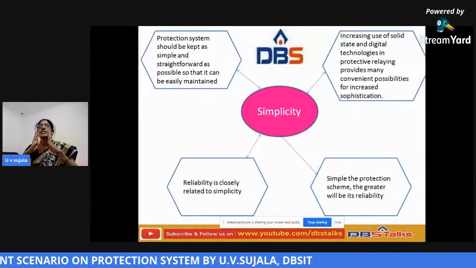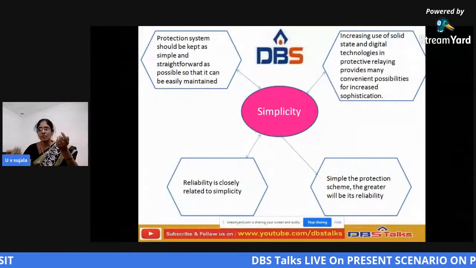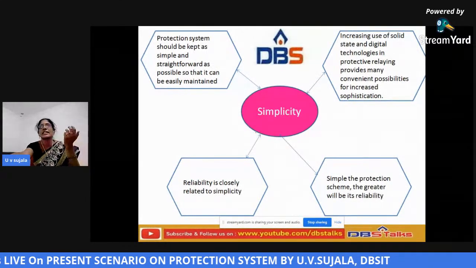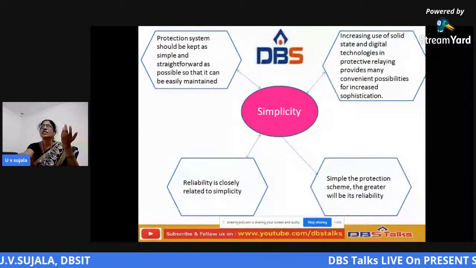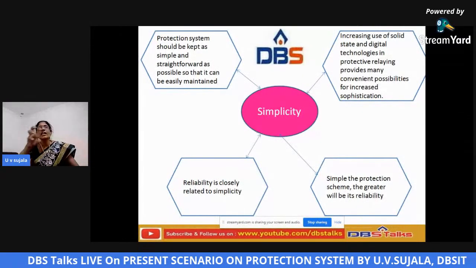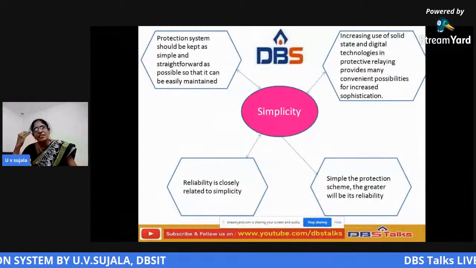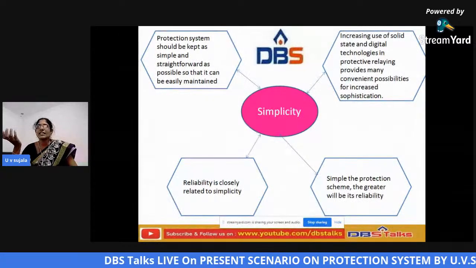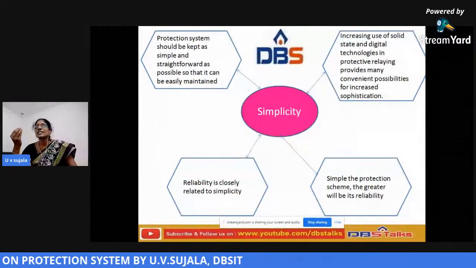The system should be simple, then you get good reliability of the function. The increasing use of solid state and digital technology provides the possibility for increasing simplicity. That means total simplicity depends on the system being in a simple form; then the reliability will be better and the cost will be less from the cost point of view, whatever it may be.